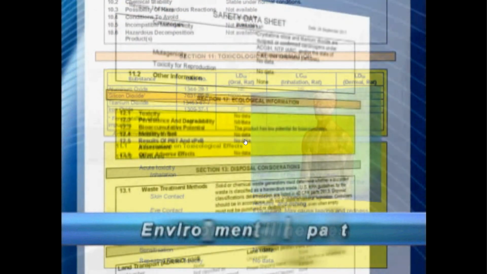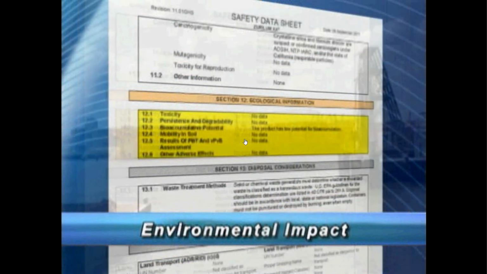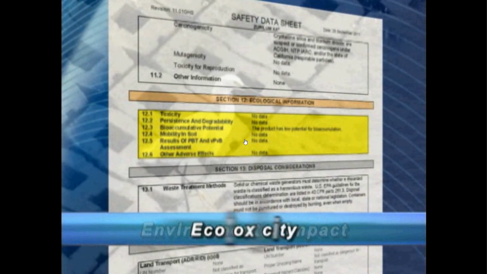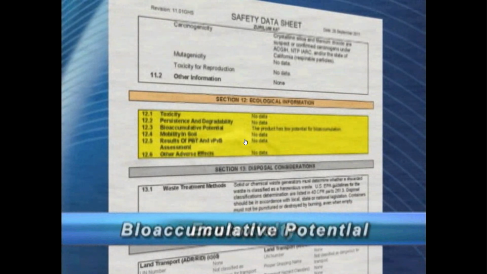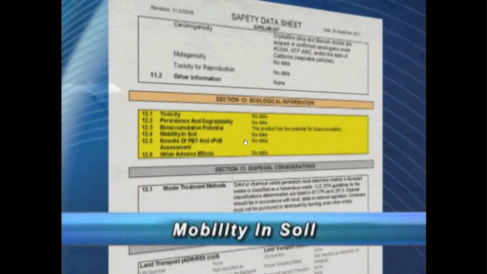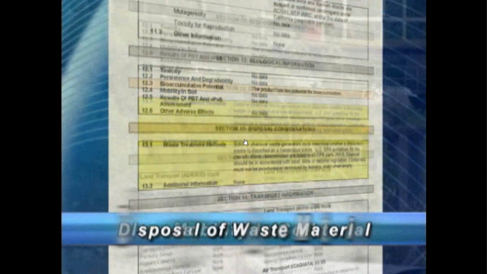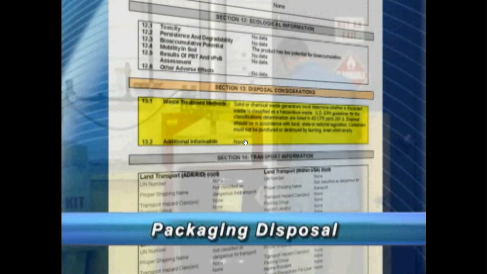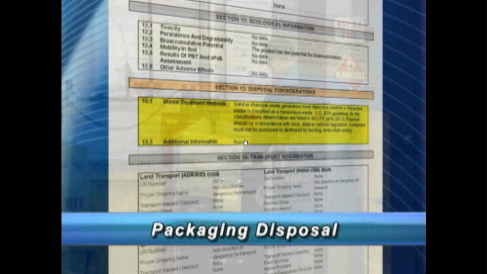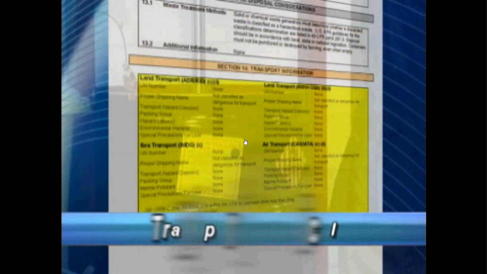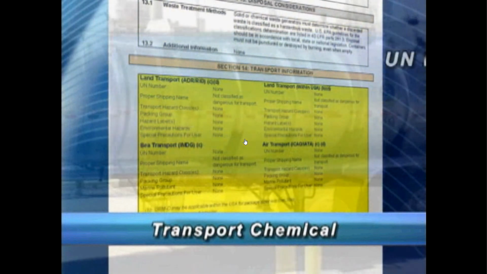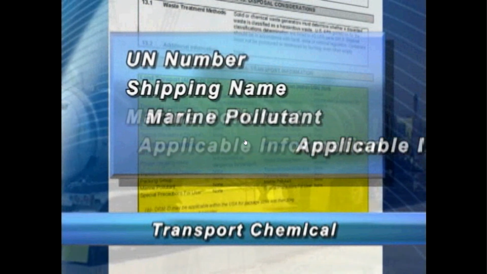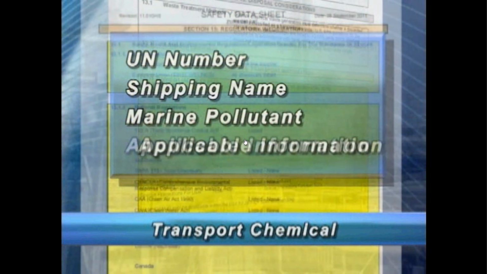For information on the potential impact of a chemical on the environment, look in Section 12, which contains such ecological information as a chemical's ecotoxicity, bioaccumulative potential, and mobility in soil. Section 13 focuses on proper disposal of leftover waste material, including the disposal of any contaminated packaging. In Section 14, the information needed to transport a chemical is supplied: the UN number, the proper shipping name, whether the chemical is a marine pollutant, and other applicable information.